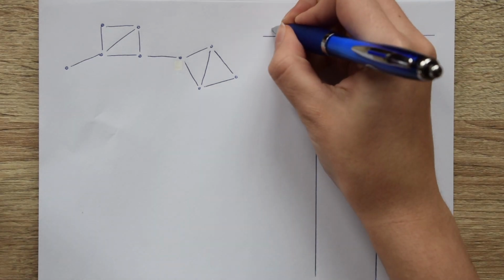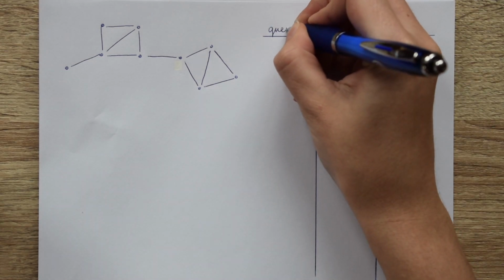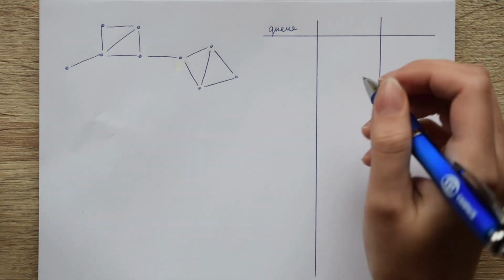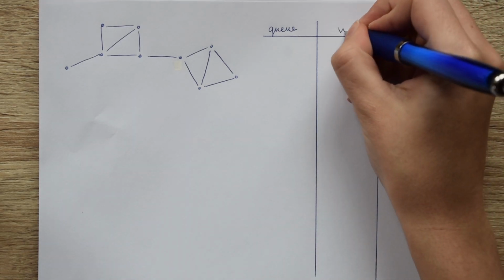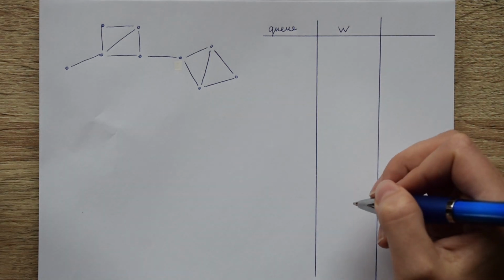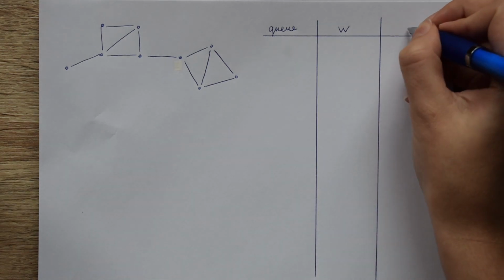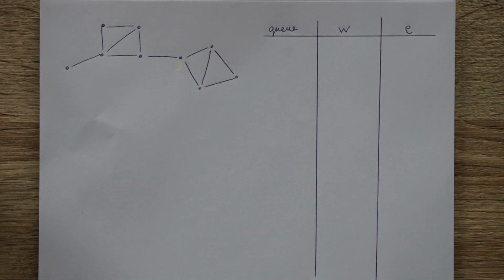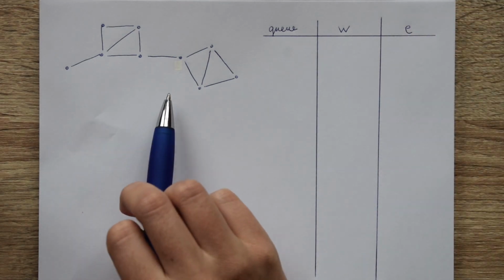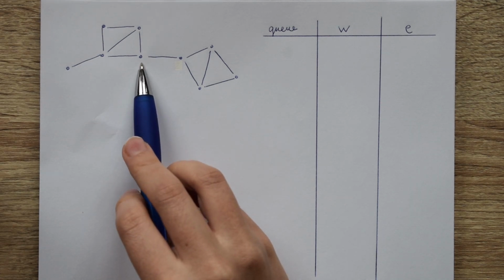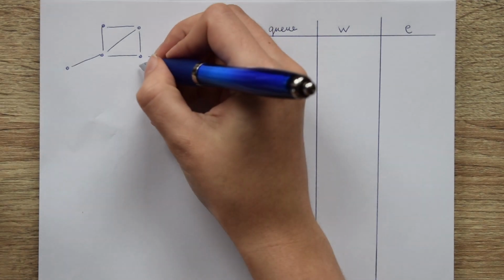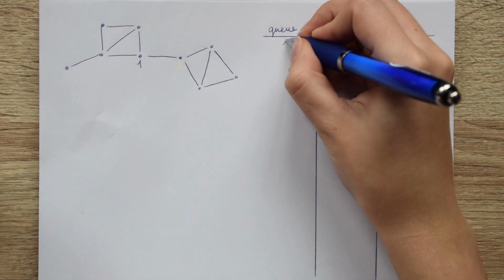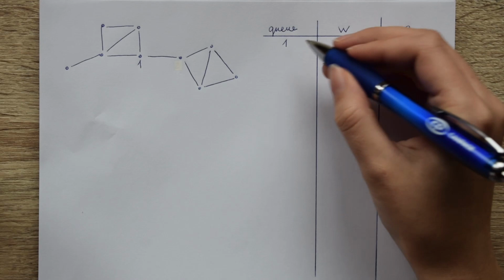First we construct a table that contains the columns Q, W, which specifies which node we are discussing, and E, which is the edge. So let's start, for example, in this node. We mark the node as 1, and we add this node to the queue. We are discussing node 1, so we add 1 also in the second column.